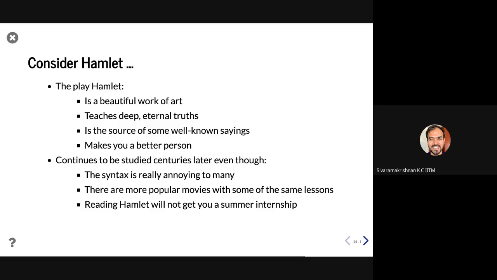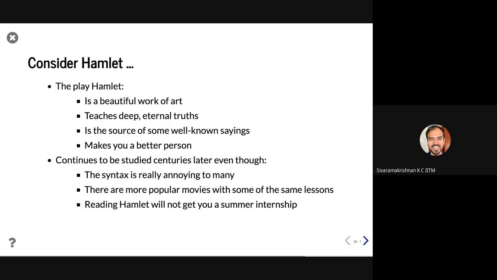And it still continues to be studied, right? Centuries later, right? It was written back in the 16th century. We still study it. I mean, that is what people do, right? But the syntax is really annoying to many. So Shakespeare in English is not the way you would imagine writing those sentences in the same way, right? And it gets in the way all the time, even for experts, right? When you study Hamlet, there is some beauty in it, but the way of reordering these words and jumbling it makes it hard to understand what is going on, right?